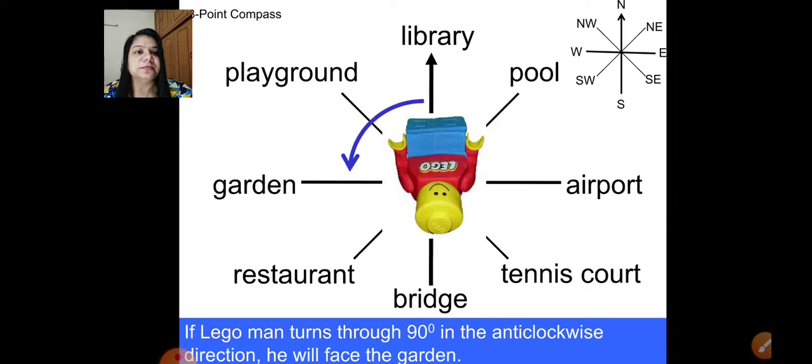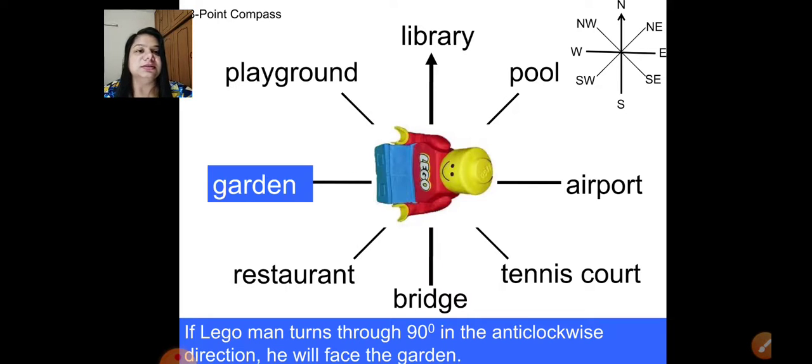Okay. Now just check, he is facing the library. If he will turn 90 degree in anti-clockwise direction, now the direction is just opposite. Okay, so if he will turn 90 degree to the anti-clockwise direction, he will face the garden. Just check, he will turn like this, 90 degree angle rotation.